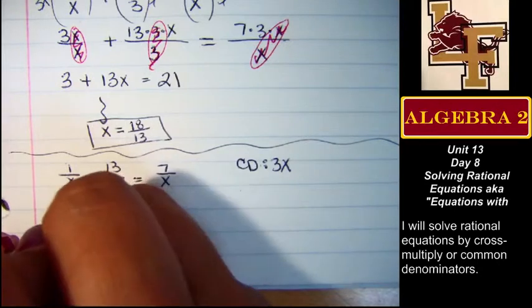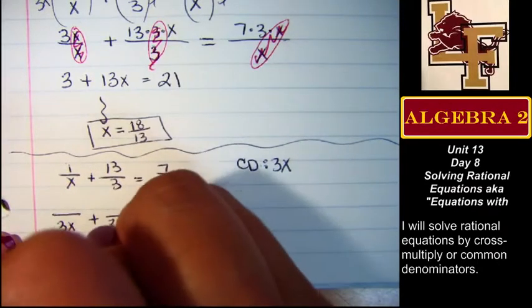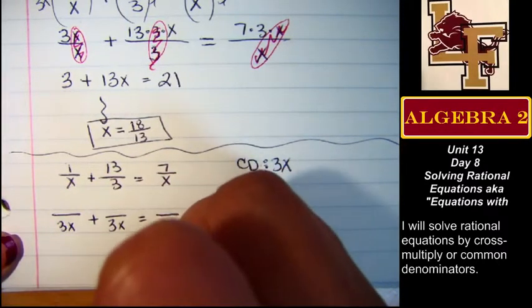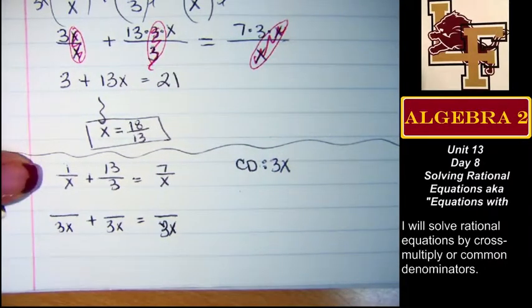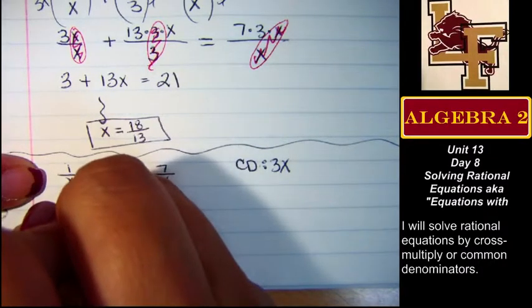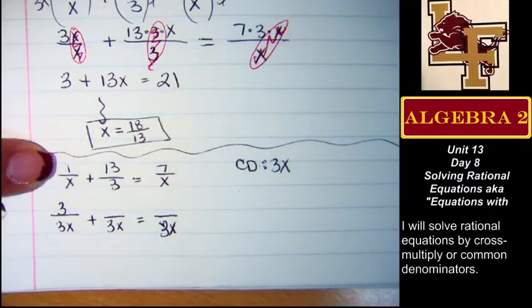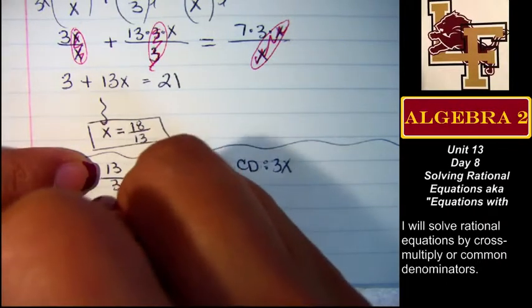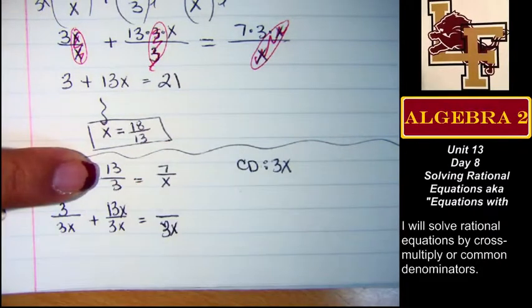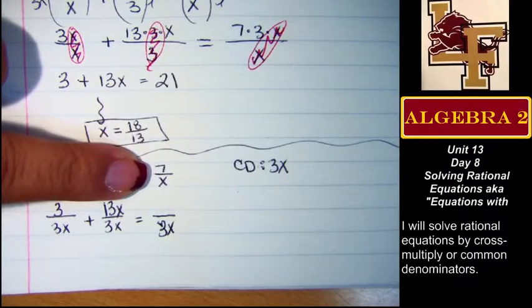So if I'm going to rewrite all of them so that the denominators are 3x, I need to figure out what's missing in each denominator. For the first fraction, what's missing from x to make it 3x? 3. The 3, so I'm going to multiply the top by 3. In the second fraction, what's missing from the denominator to make it 3x? The x. And in the second fraction, the 3.